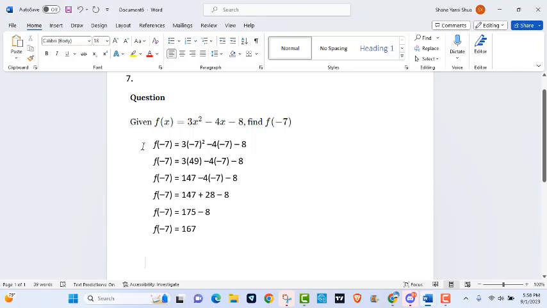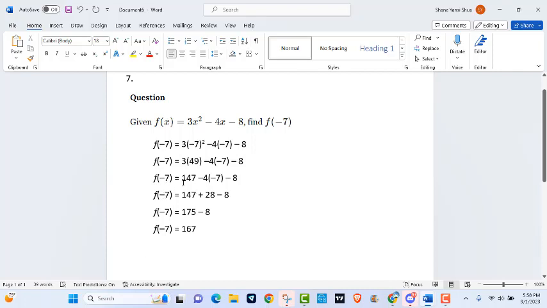Now, the next line, f of negative 7 equals 3 times, now, negative 7 squared. Negative 7 times negative 7 is a positive 49. So that will be 3 times 49, minus 4 times negative 7, minus 8. All right, we come down to our next line. f of negative 7, we do the 3 times 49. 3 times 49 is 147. Okay, minus 4 times negative 7, minus 8. We come down to our next line.